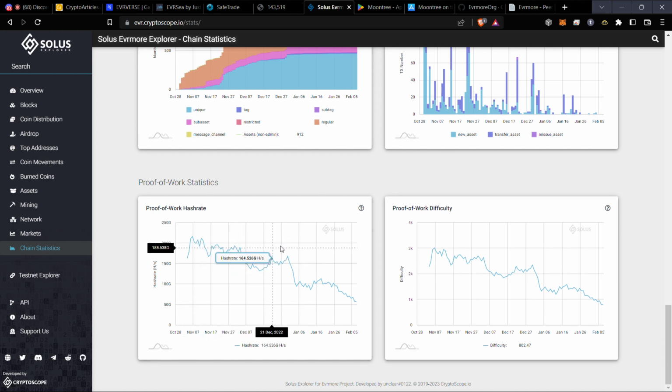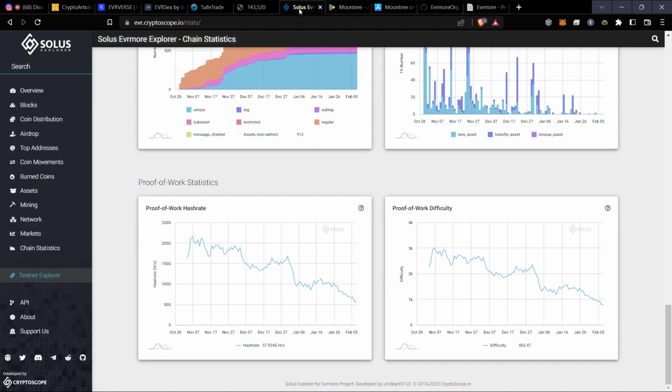Proof of work hash rate. So it was up at, whoa, well, yeah, that's crazy. 211 gigahashes on November 4th. 216.4 gigahashes down to 57 gigahashes. Wow. Proof of work difficulty from 3.023 thousand down to, wow, 802. So difficulty is not good.